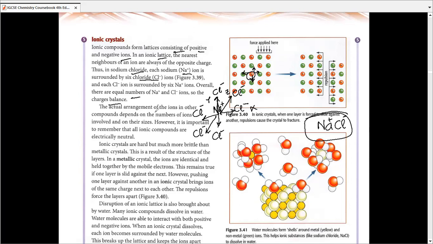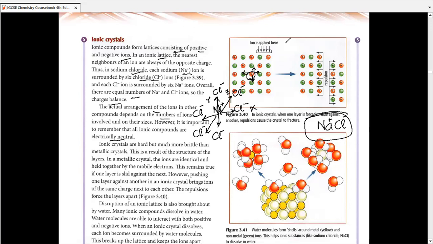Now, the actual arrangement of ions depends upon the number of ions involved in a formula. However, we're not going to do that. The only important thing is that they're all electrically neutral, as I just explained. Electrically neutral means the charges have balanced one another.